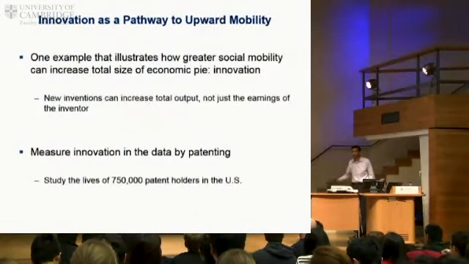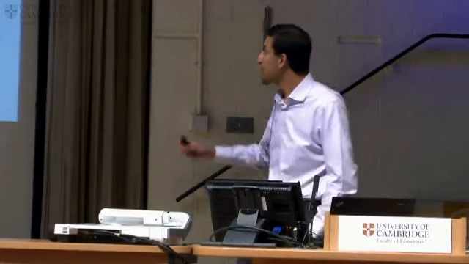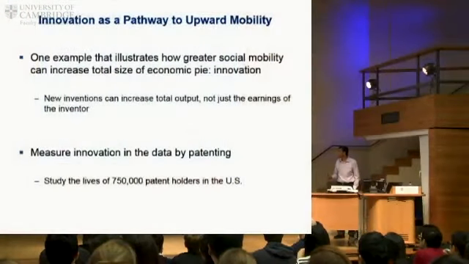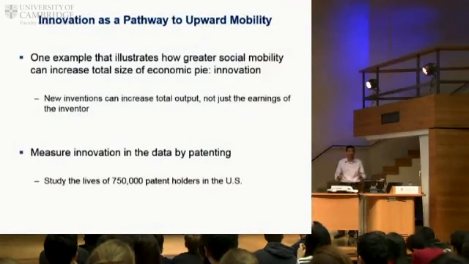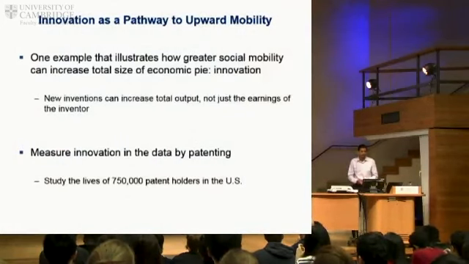So the logic here is very simple. New inventions can increase total output. If you've got another kid who ends up inventing something like the iPhone, that might be good for everyone, not just the earnings of the inventor himself. So I'm going to show you how innovation relates to issues of social mobility and equality of opportunity. In order to do that, I'm going to measure innovation in a specific way by using data on patenting. And we're going to study the lives of 750,000 patent holders in the US by using the universe of patent records and linking that again to the tax data.